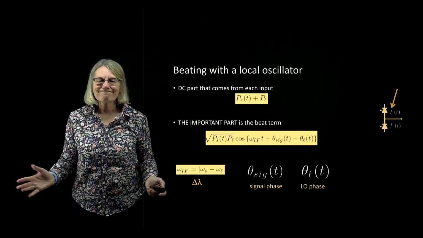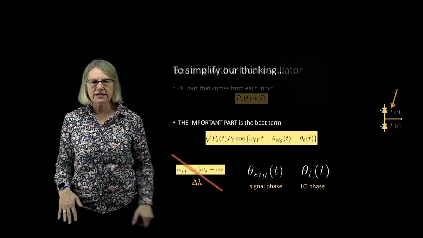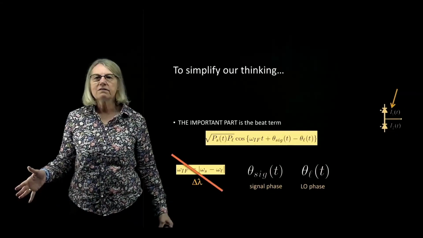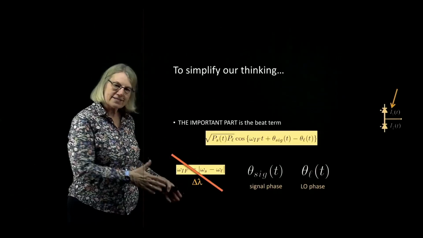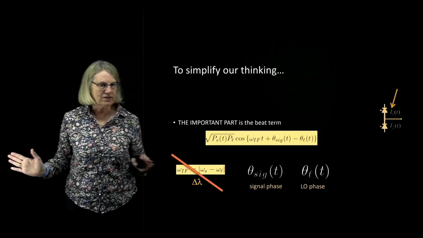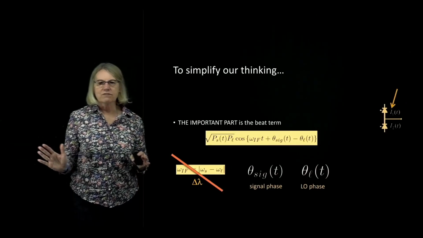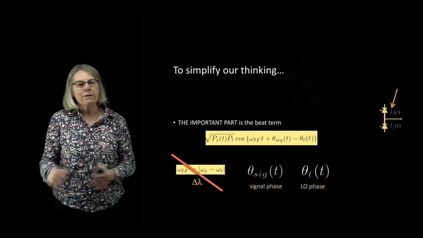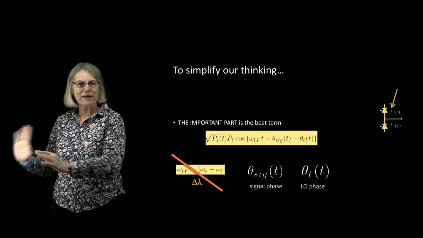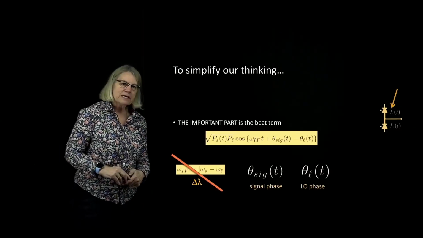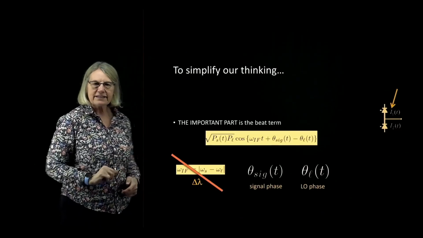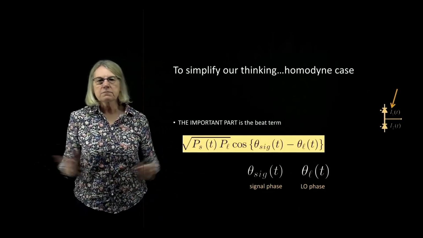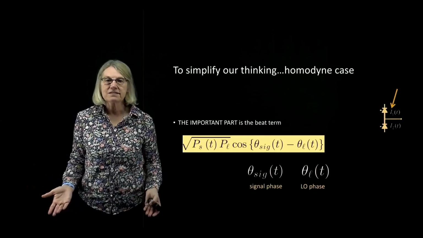So let's simplify our thinking, okay? So let's just suppose that we actually have a local oscillator which is exactly aligned with the wavelength of the signal. Of course, in practice, this wouldn't be exactly so, but in digital signal processing, we're going to be able to take care of any difference. So we're going to neglect that for now. Sometimes we call that the Homodyne case.